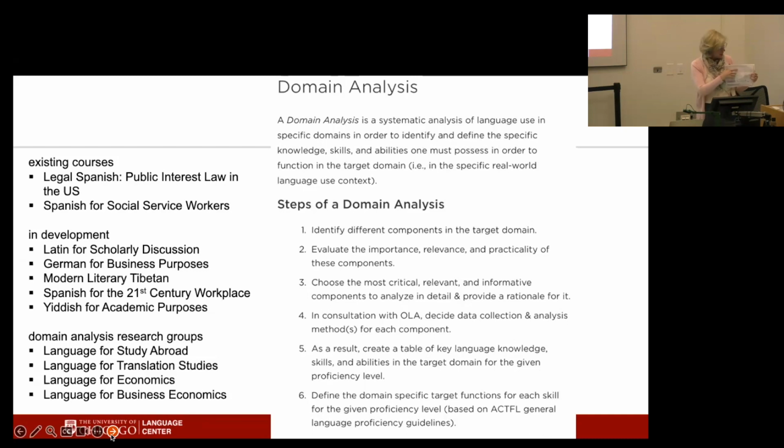That's what our test looks like. And that's how we've designed our classes, to prepare learners to do that. So that's another example of a domain: defining a domain, designing a test, designing a course.